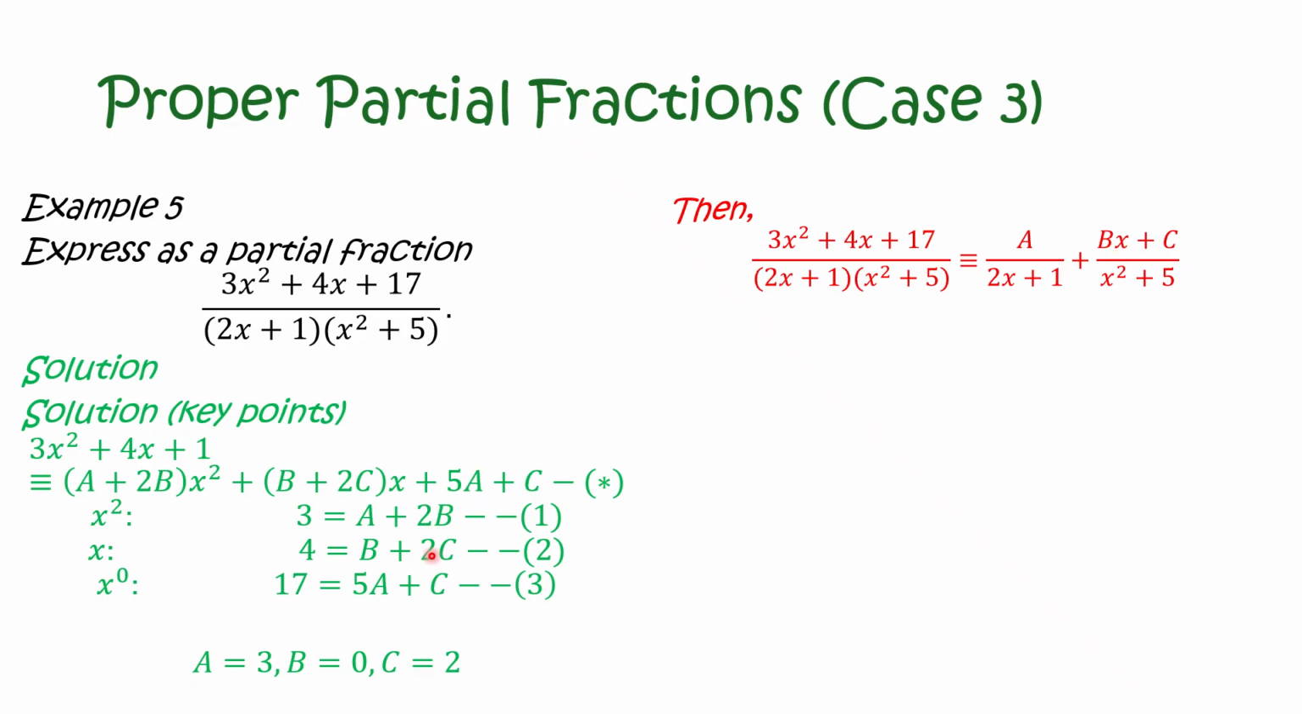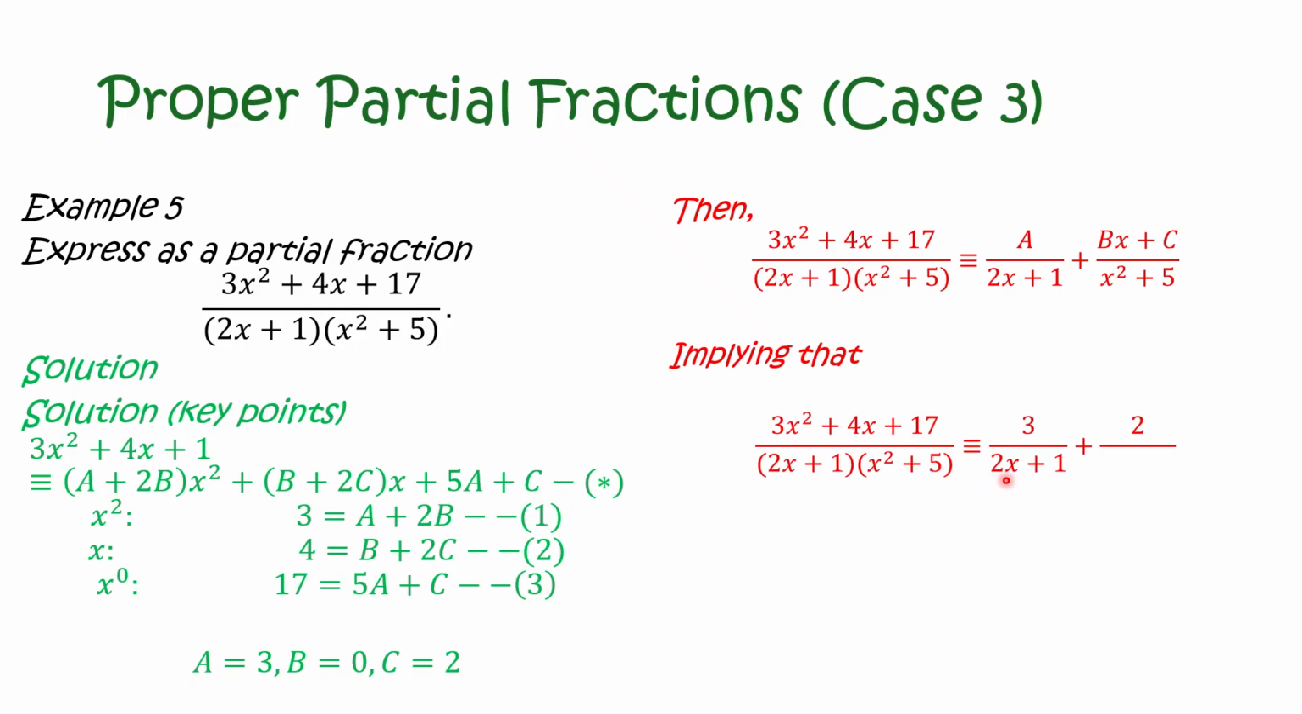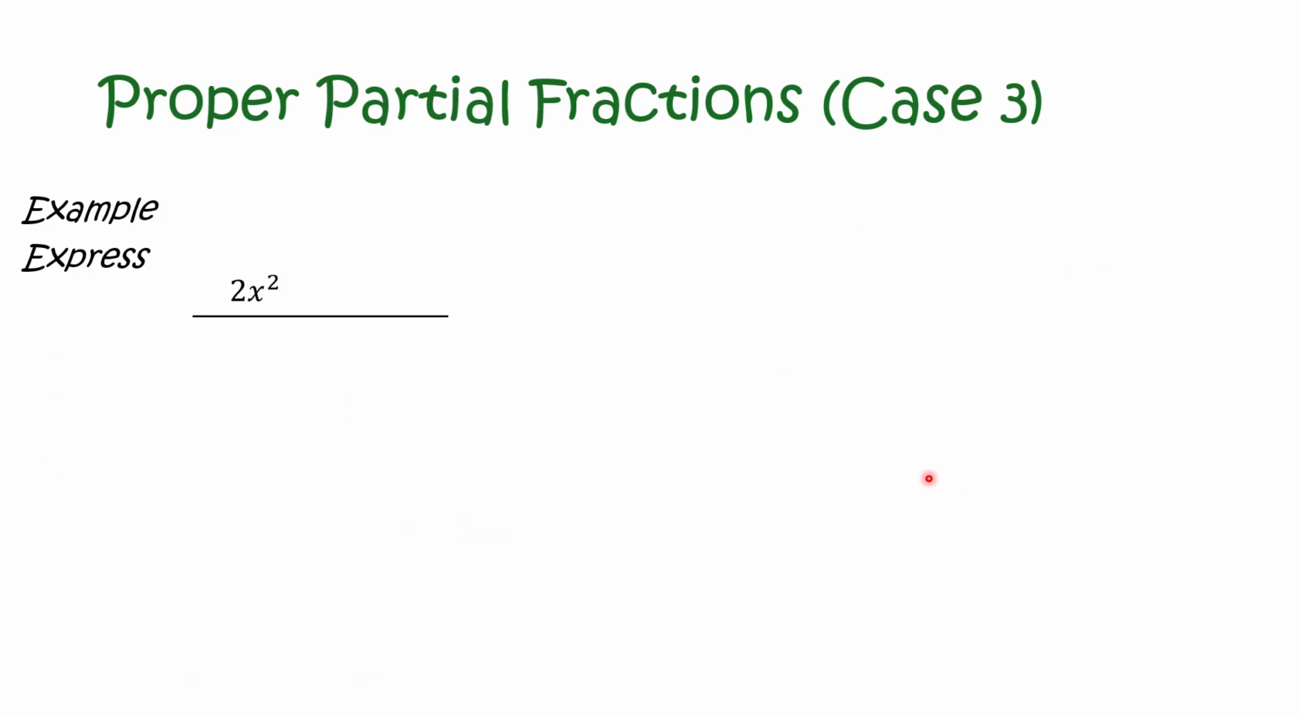A was 3, b was 0, and c was 2. So recall, that is what we had as that formula. So substituting for these values means that we are going to get our answer given as that over there, since our b is equal to 0. Let's move to example 6.